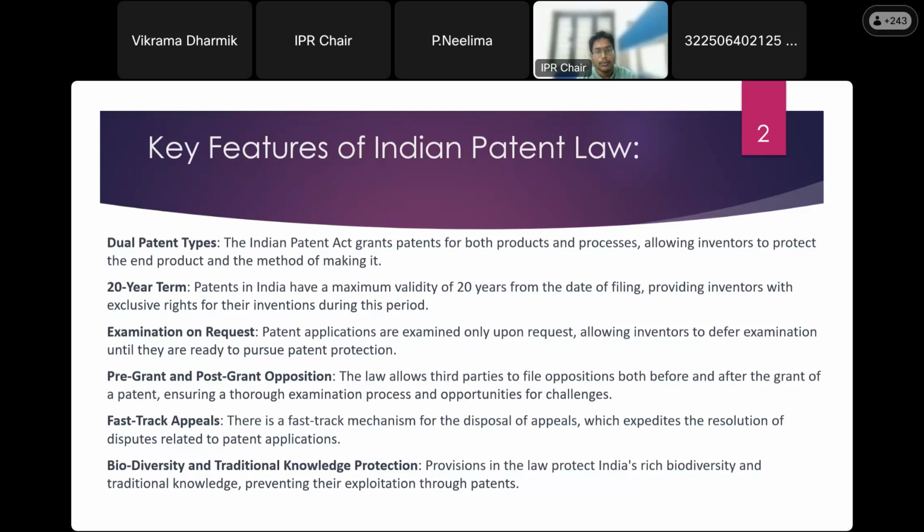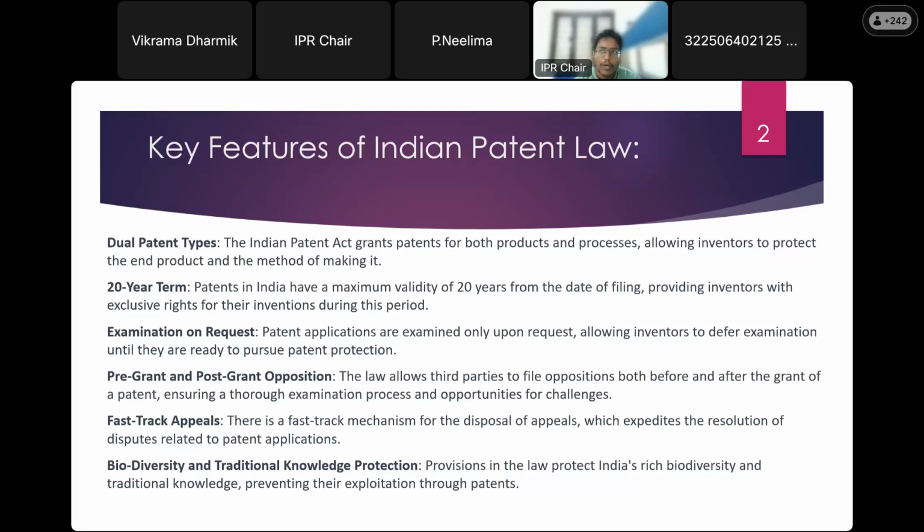So the term of the patent is 20 years. From the date of publication, he will have the rights, which are negative rights. He can exclude others from making, using, selling, offering for sale, and importing. He can avail all these rights from the date of publication, provided the patent is granted. And another one is examination on request.